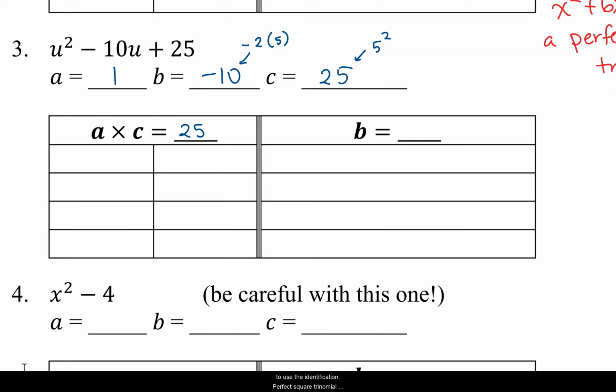So 1 times 25 is 25. B is negative 10. And remember, we're writing sums over here on the right, factors on the left. Start out with 1. 1 times 25 is 25. Add it together is 26. That's not going to work. But I need B to be negative. So I don't want positive numbers over here. Let's make those negative. And then the only other option we have to multiply to be 25 are negative 5s. And negative 5 plus negative 5 adds to be negative 10. And that factor pair works.